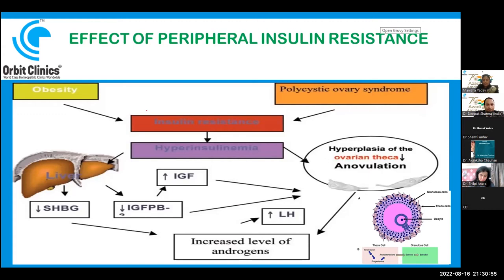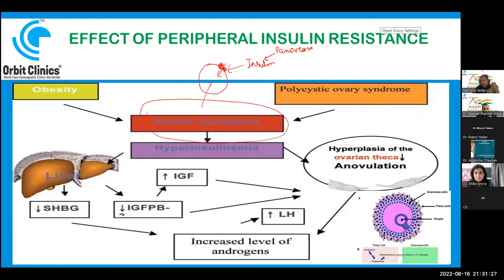So the first main reason is insulin resistance. What do you mean by insulin resistance? Insulin resistance means the pancreas is secreting insulin, but this insulin is not able to enter the cell because the insulin receptors present at the surface of the cell are irresponsive. They are not able to sense it.